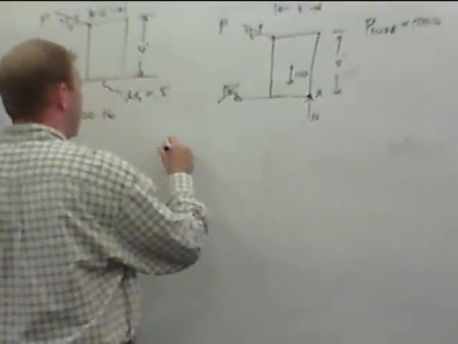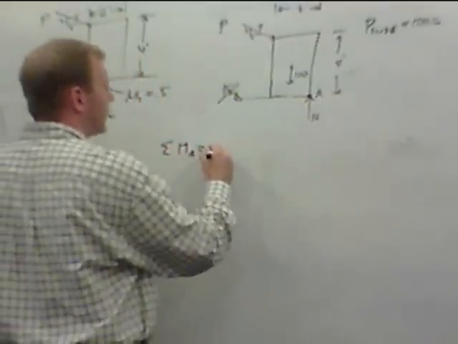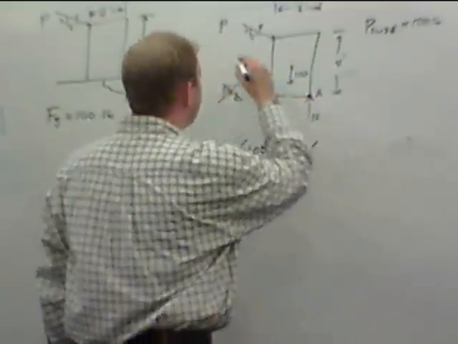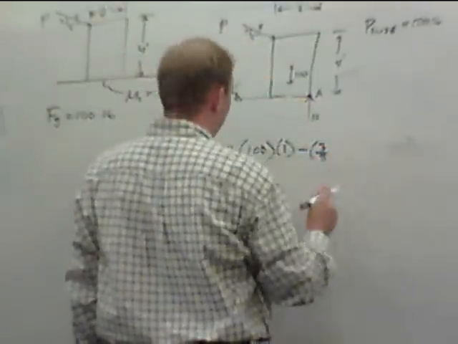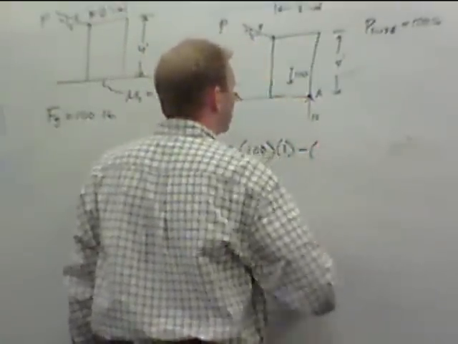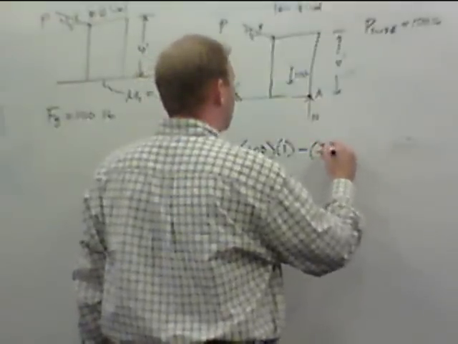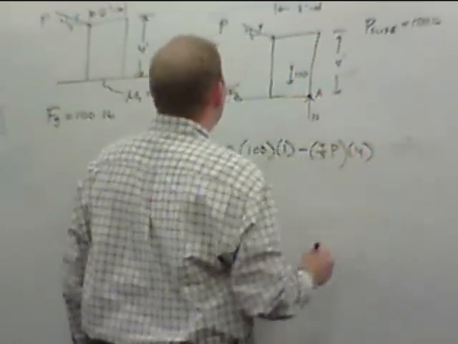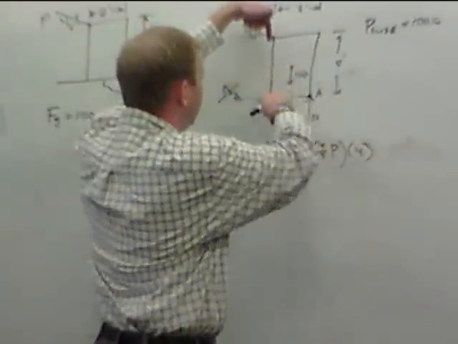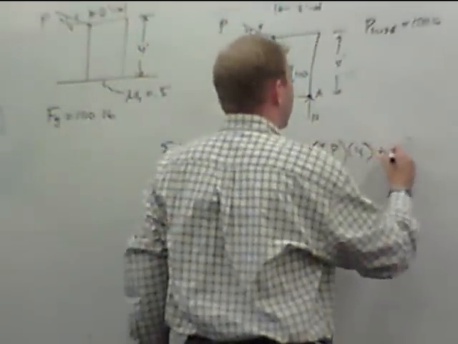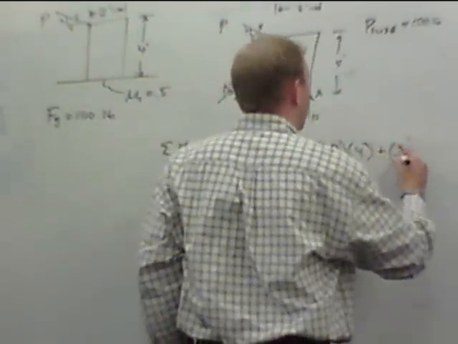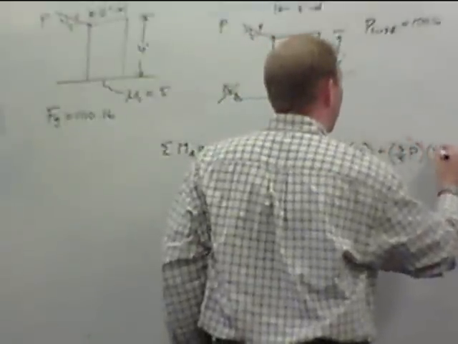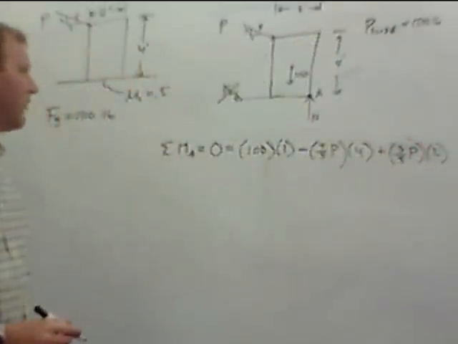I'll rewrite this. Summation of moment about A is equal to 0, is equal to 100 times 1 foot minus, x component, sorry, the x component is 4/5 P times its moment arm, which is 4. The y component is acting downward here. That's going to be counterclockwise about A, so that's plus 3/5 P. Its moment arm is 2. Okay? So we have this expression here.